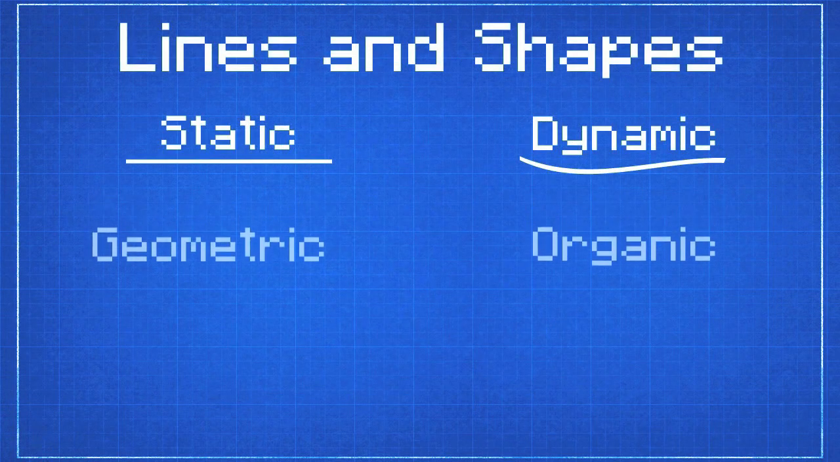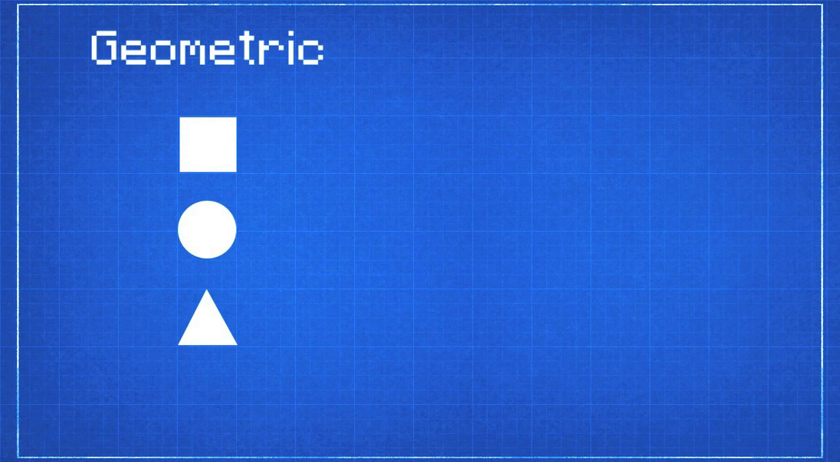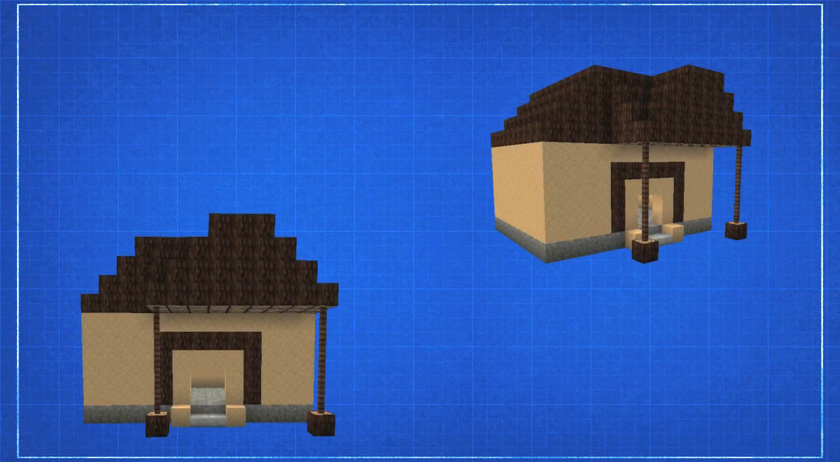A subset of static shapes are geometric shapes. These shapes consist of easily identifiable shapes such as circles, rectangles, and triangles. For the most part, you will want to stay away from using this kind of shape as the main part of your build. Such easily identifiable shapes make a build very easy to figure out, and therefore boring to look at. If you are to use these shapes, make sure that they are not very prevalent throughout your build.